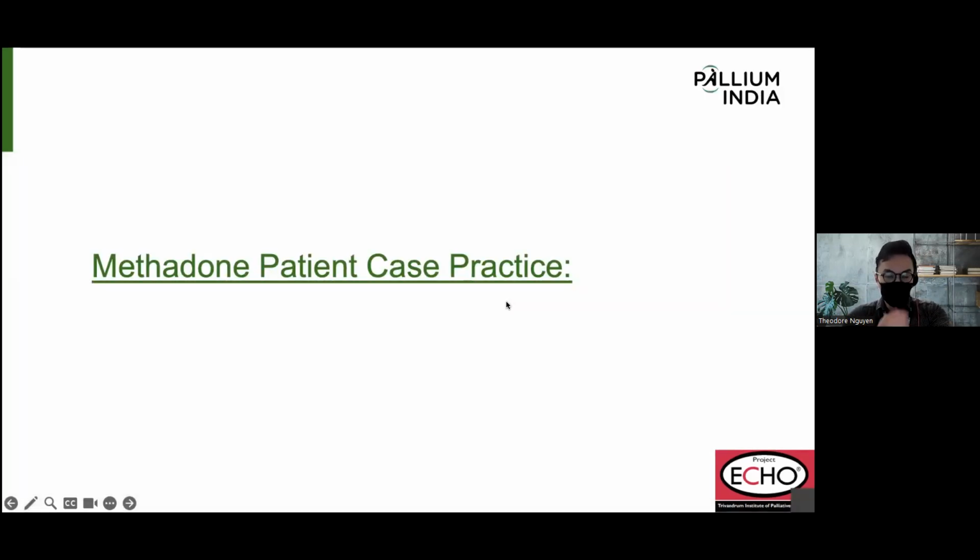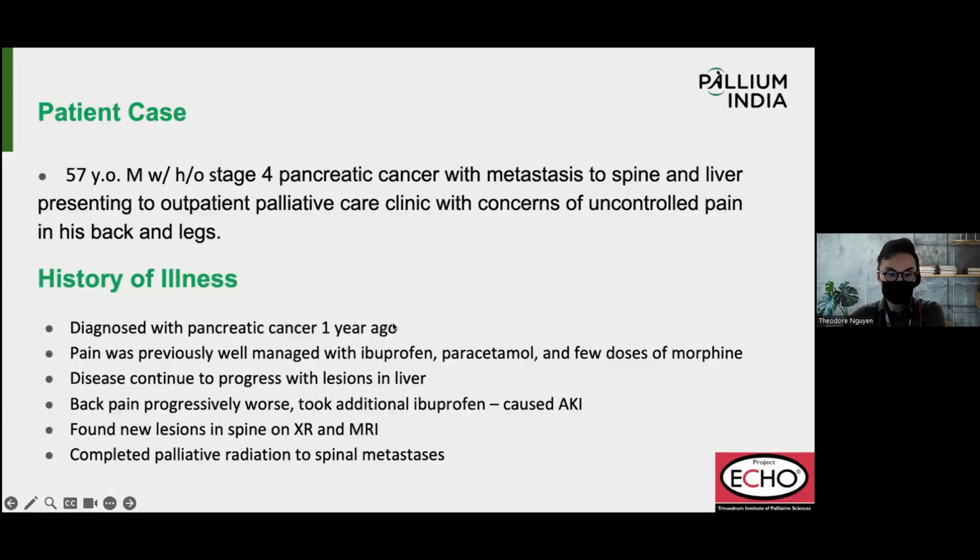Now, excuse me, going on to practice cases. In this case, we have a 57-year-old male with history of stage 4 pancreatic cancer with metastasis to spine and liver, presenting to outpatient palliative care clinic with concerns of uncontrolled pain in his back and legs. For his history of illness, he was diagnosed with pancreatic cancer 1 year ago. Pain was previously managed well with ibuprofen, paracetamol, and a few doses of morphine.